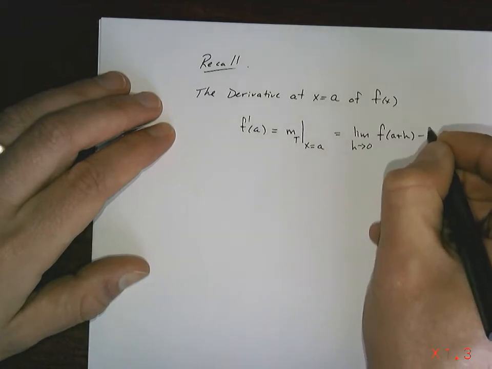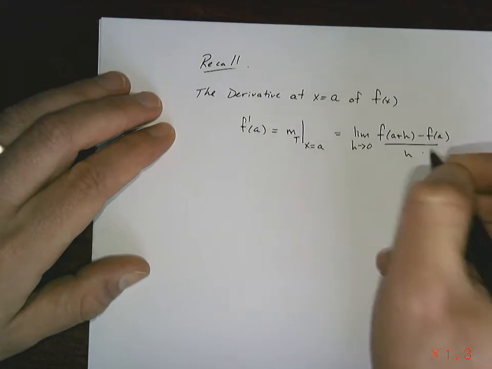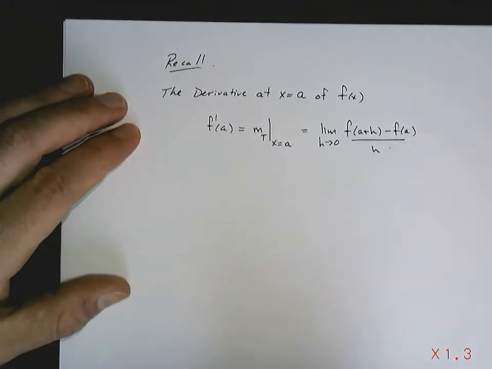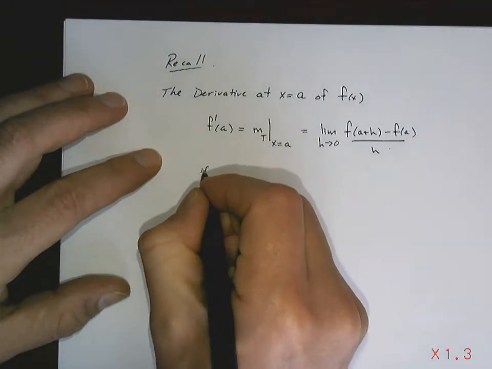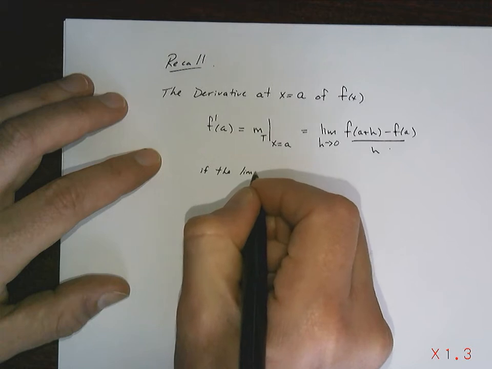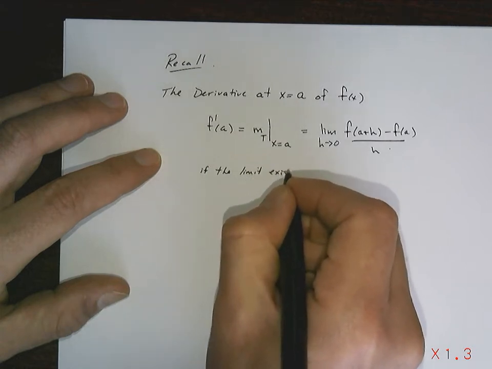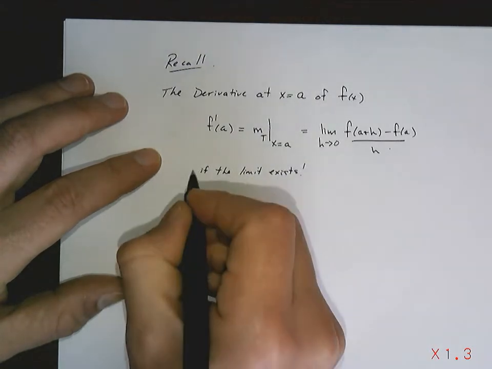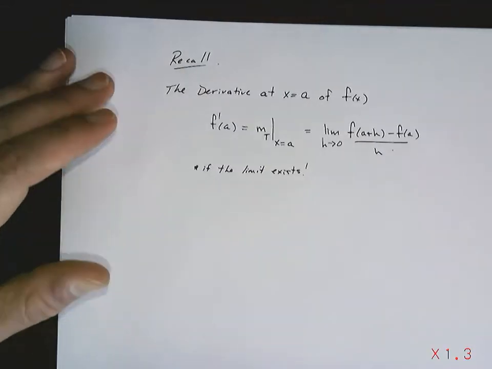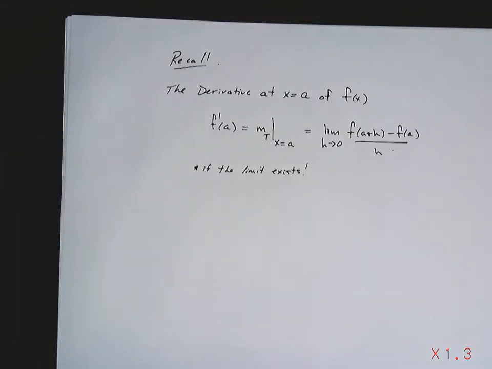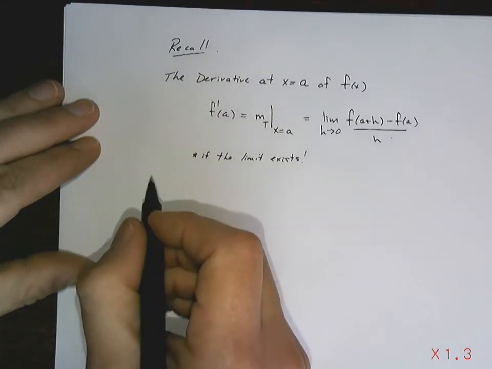f of a plus h minus f of a over h, and all of this is dependent upon if the limit exists. And again, that's a little bit of a scary statement, and I haven't really explained it yet, but this is what we know. And we ran around doing wonderful examples.